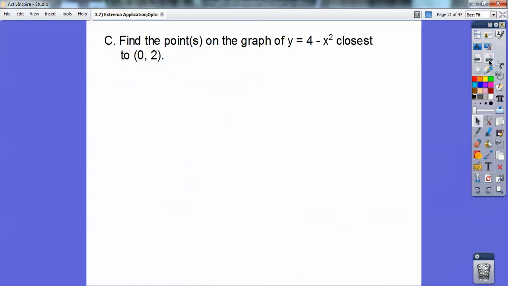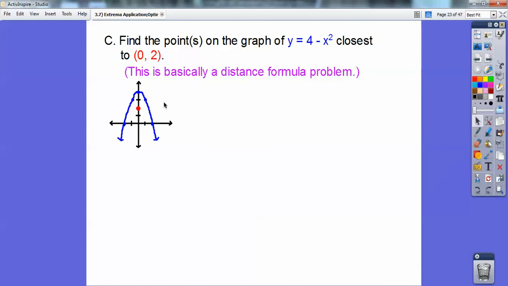Okay, here's another one. Find the point or points on the graph of y equals 4 minus x squared closest to (0, 2). So a picture. This is a parabola. It's going down. It's basically a distance problem. Here's (0, 2) right there, and then here's y equals 4 minus x squared, this upside down parabola. So there's two distances right there. We're looking for those points.